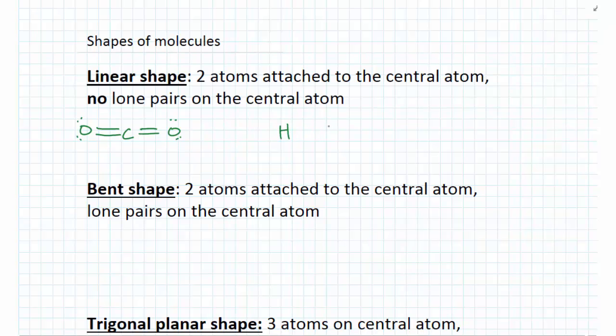Another one was HCN. That's also linear. H can only make a single bond. So what kind of bond has to be between C and N for carbon to make 4 bonds? That's got to be a triple bond. And then we need dots on the end. Okay? So we call that linear because it's like a line. Right? Makes sense.